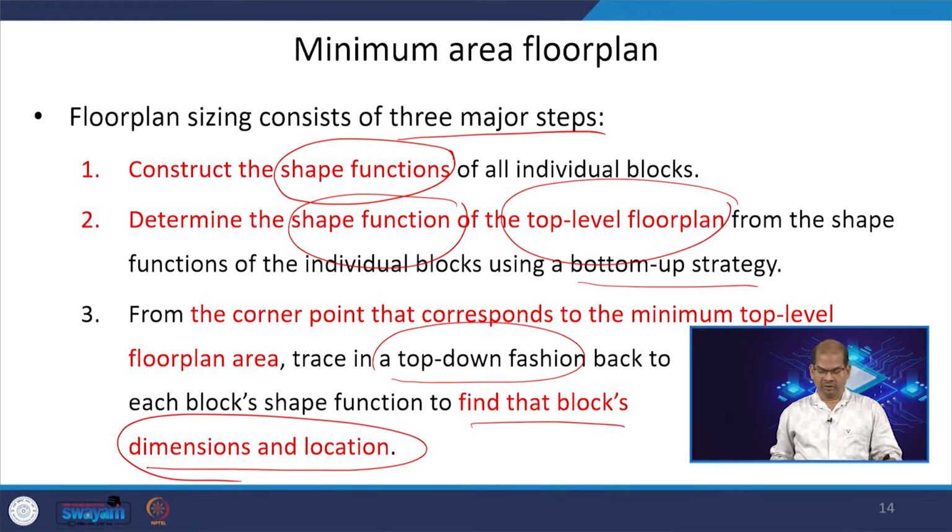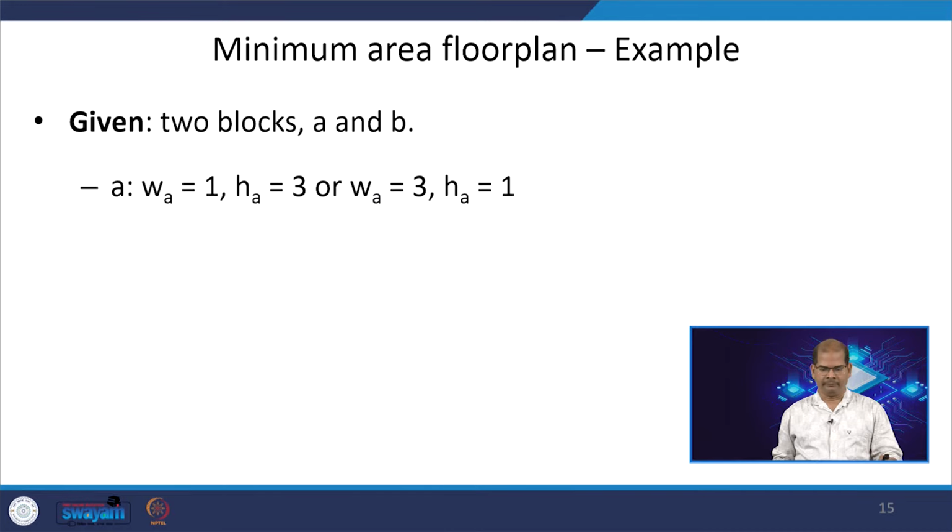Okay. So finally, what you have to do is that the corner points that correspond to the minimum top level floor plan area are used to find the block's dimension and location of each of the blocks. Let us take an example; it will be more clear with an example than whatever I am discussing in words.